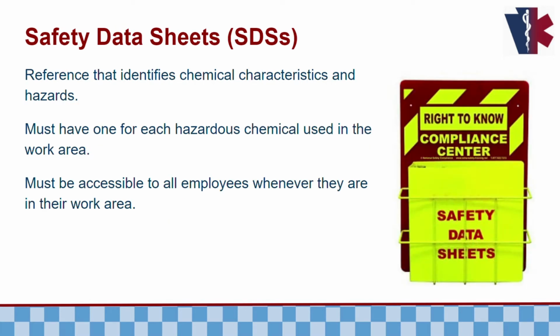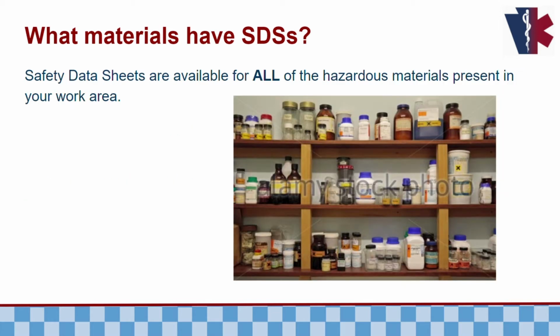The HazCom program centers around the use of safety data sheets, or SDSs. Safety data sheets are references that identify chemical characteristics and hazards. Safety data sheets are sorted at each base location in an easy-to-identify binder. Safety data sheets are available for all chemicals used in your work area.